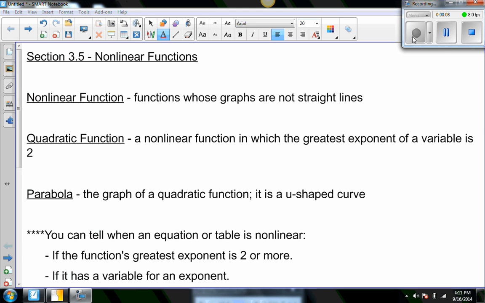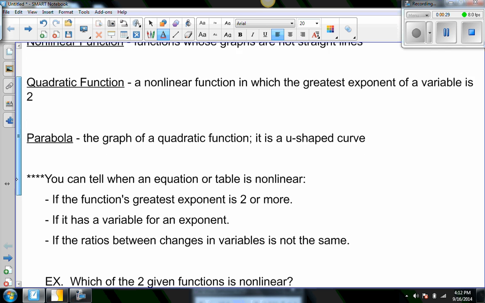Nonlinear, since we learned that linear meant that it makes a straight line, I would imagine then that nonlinear would be a graph that would not make a straight line. So when you graph the function, it will not be straight. A quadratic function is a nonlinear function in which the greatest exponent of a variable is 2. So the exponent can't be bigger than 2.